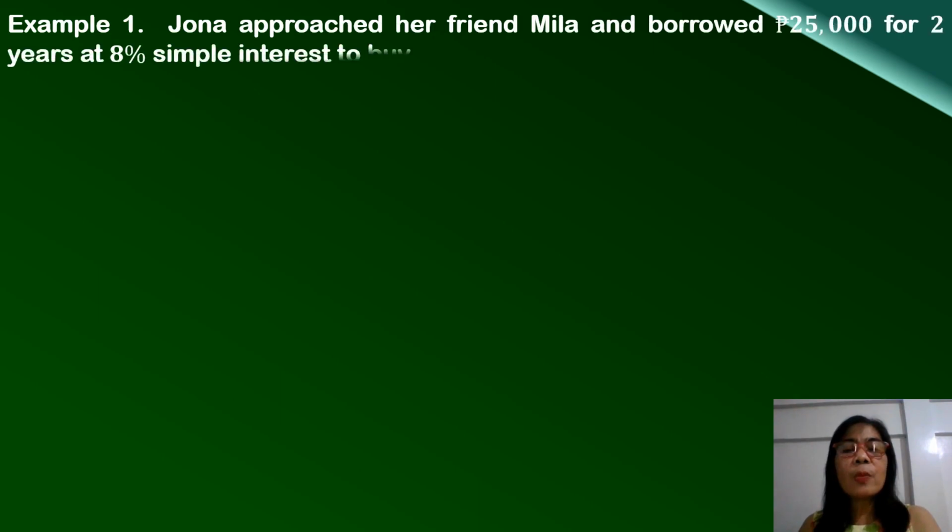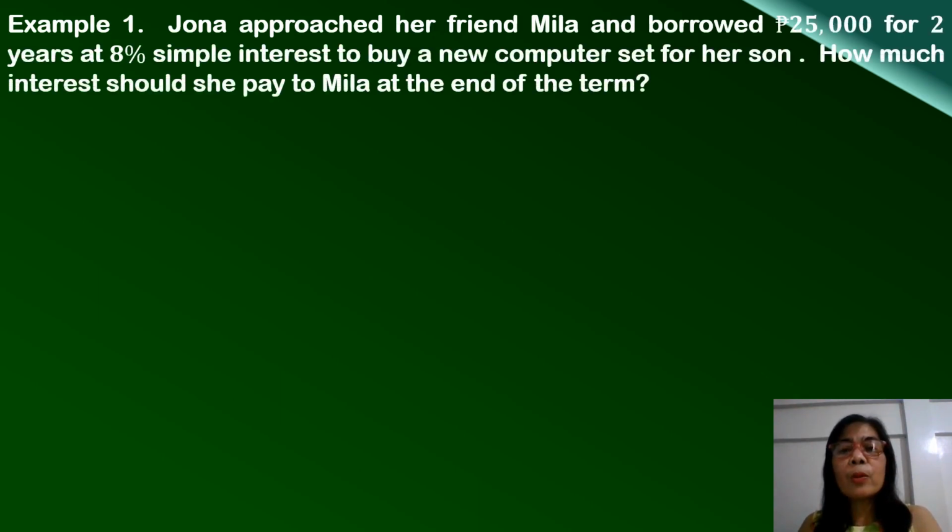Let us solve this problem. Jonah approached her friend Mila and borrowed 25,000 for 2 years at an 8% simple interest rate to buy a new computer set for her son. How much interest should she pay to Mila at the end of the term?